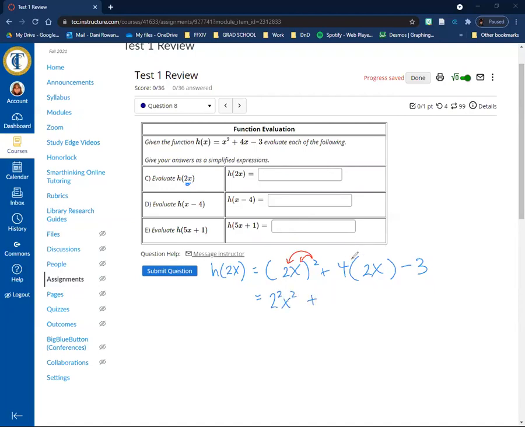And what about this 4? What can we do with that 4? Times it by 2x to make it 8x. Yeah, 8x, and then that minus 3 drops down. And what is 2 to the second power? 4. So you end up with 4x squared plus 8x minus 3. And that, you're done there. If you do anything else, you're factoring, and this is just a matter of making it a simplified expression.